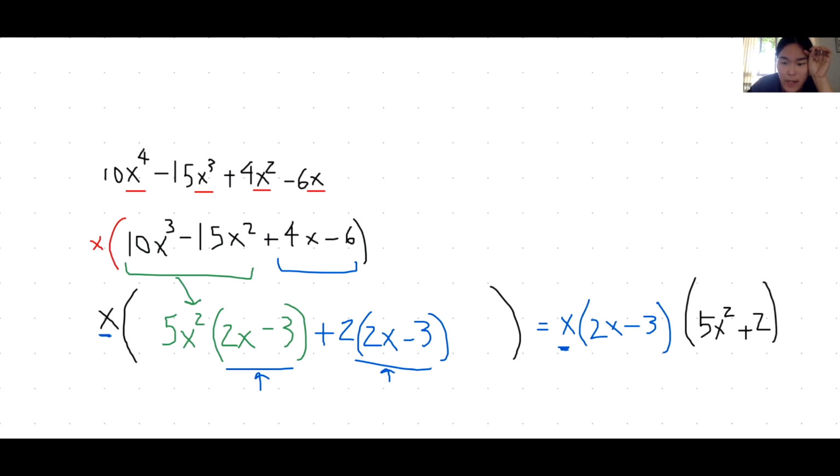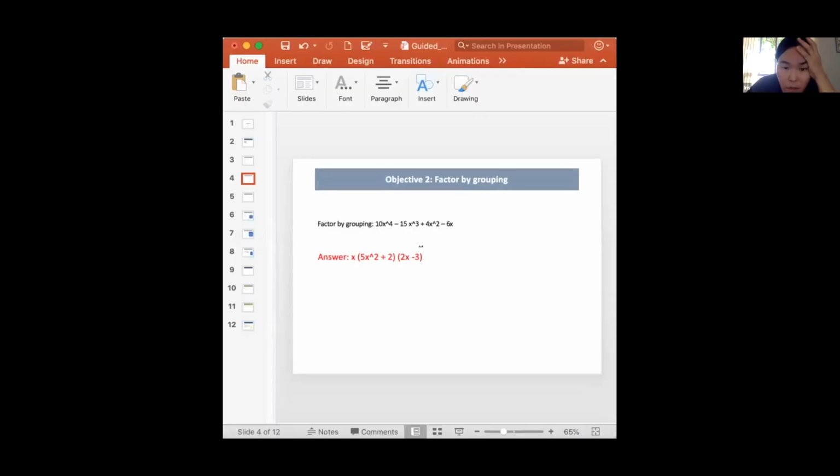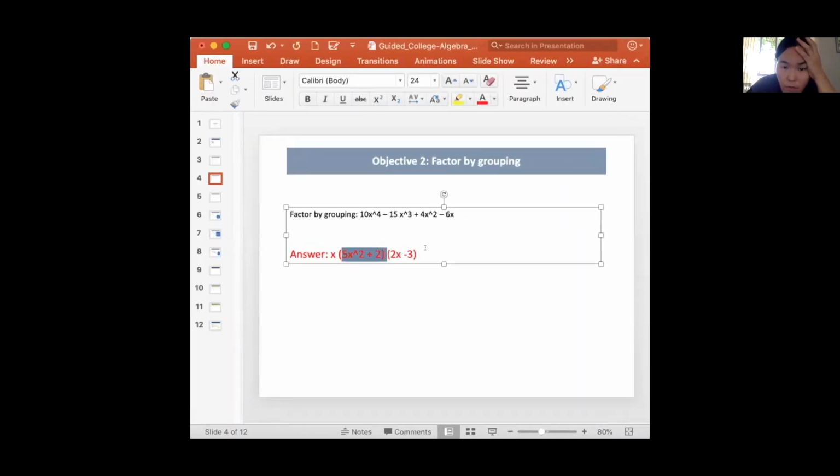Actually, it doesn't really matter how you write the order of these three because it's a product, right? So on the PowerPoint, I actually wrote 5x squared plus 2 first, and then 2x minus 3. But you could switch them.